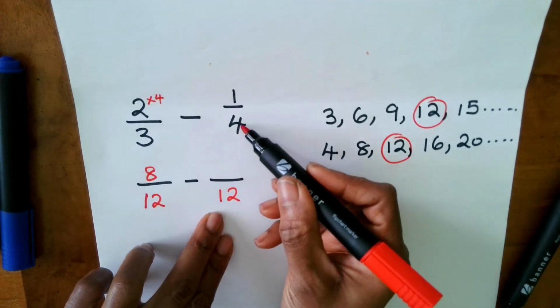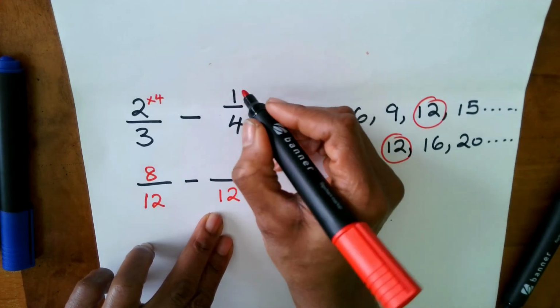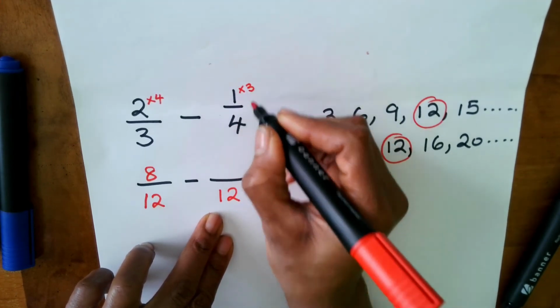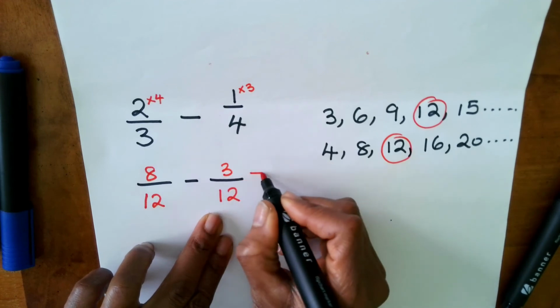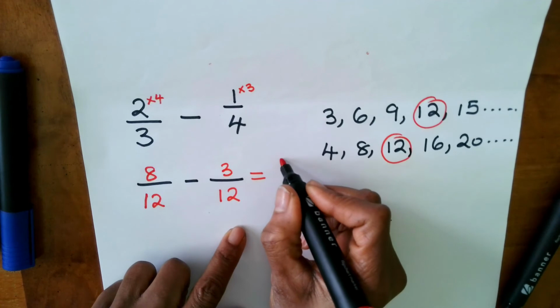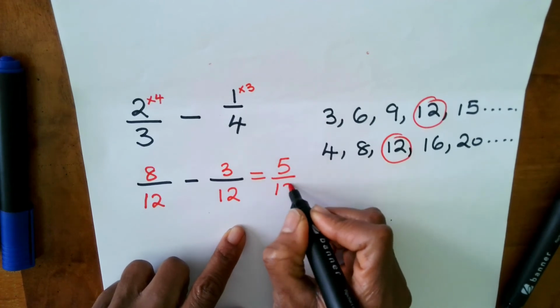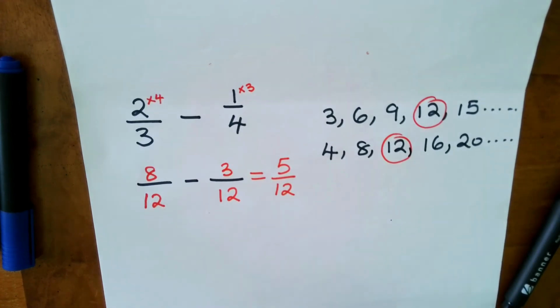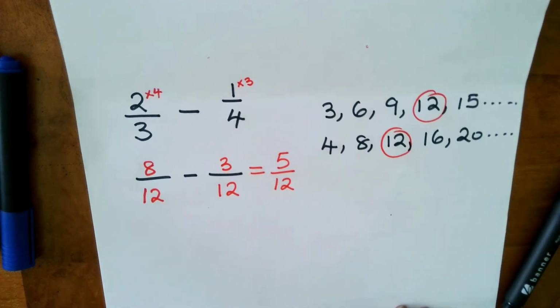12 divided by 4 will give me 3. 3 times 1 will give me 3. So I subtract 3 from 8. That will give me 5 over 12. So this is our final answer.